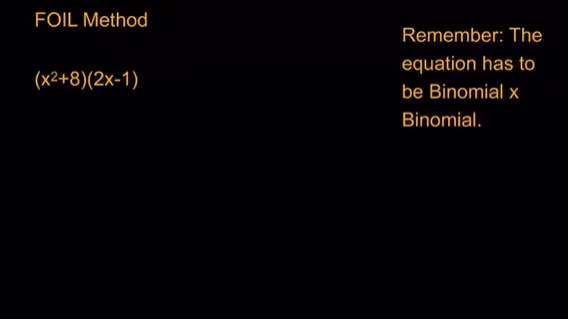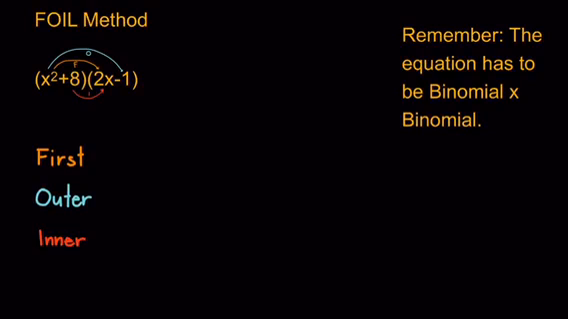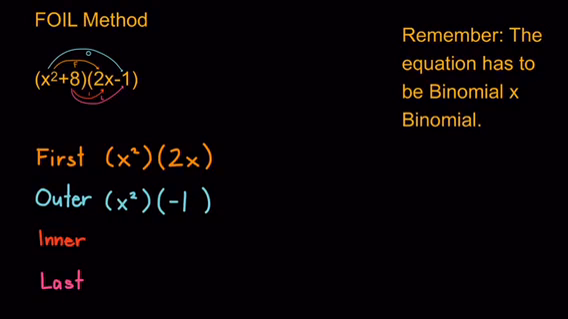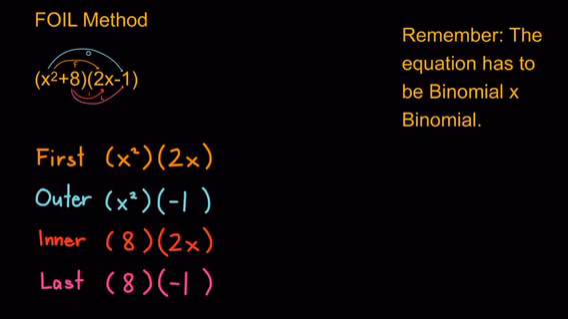Now, to multiply using the FOIL method, also known as the first, outer, inner, and last method, keep in mind that the equation has to be a binomial times binomial. First, multiply the first terms, then multiply the outer terms, then the inner terms, and finally the last terms.